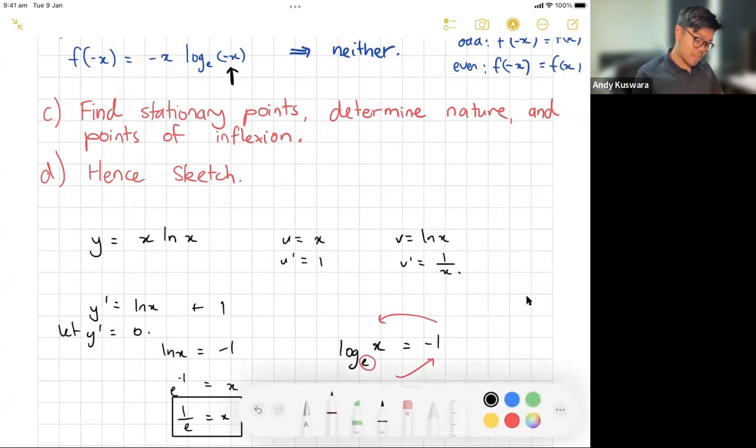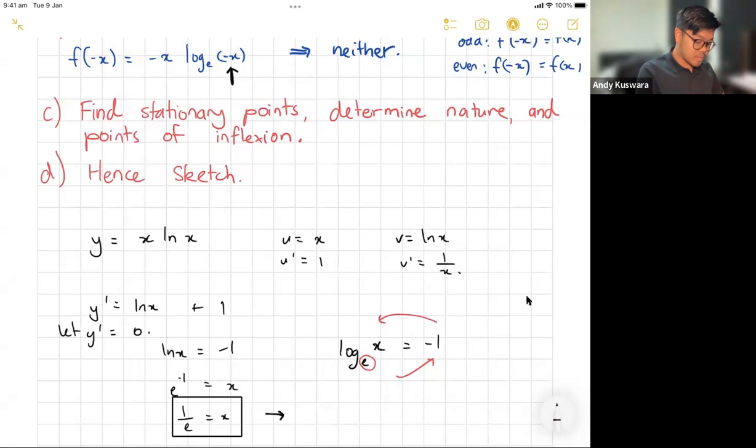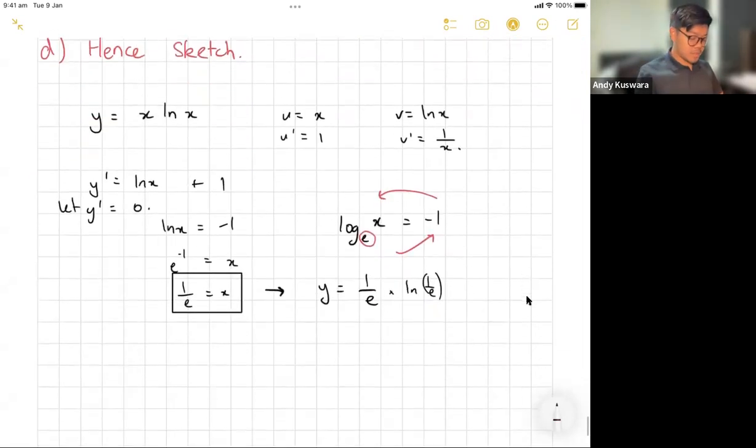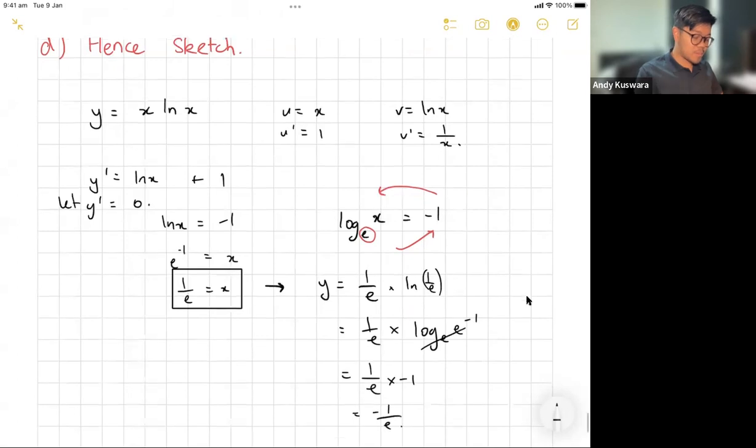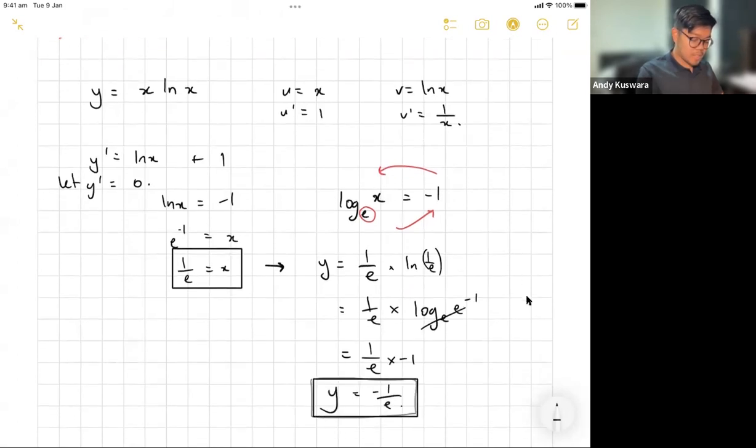How do I find my y value? y equals 1 on e times ln of 1 on e, which is 1 on e times log base e of e to the negative 1. The log e and the e cancel out, leaving 1 on e times negative 1, which is negative 1 on e. So my stationary point is 1 on e, negative 1 on e.